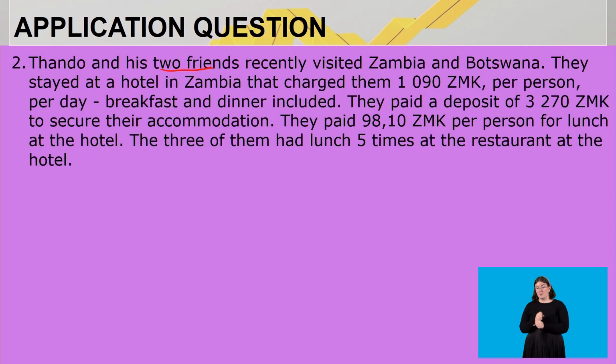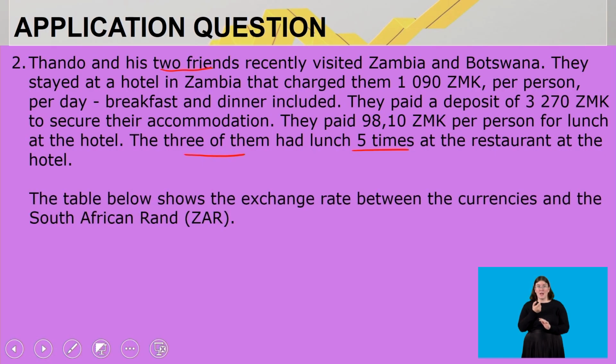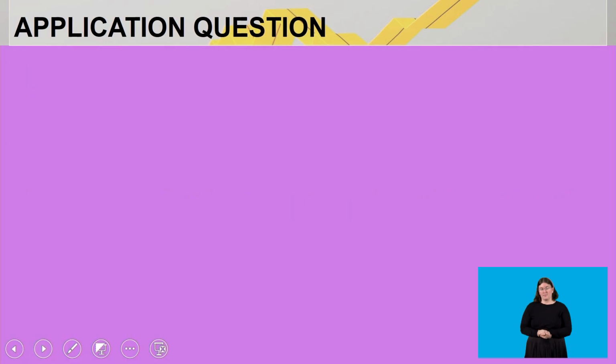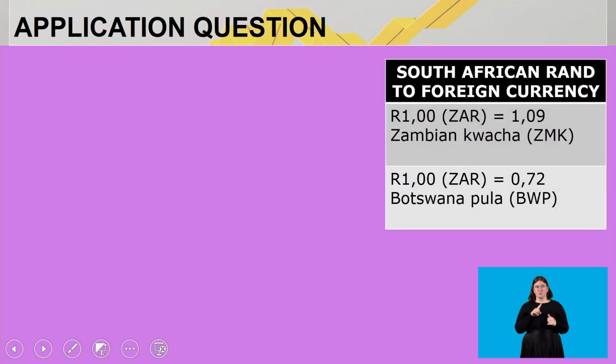They paid 98.10 ZMK per person for lunch at the hotel. The 3 of them had lunch 5 times at the restaurant at the hotel. Okay, so now I'm indicated here that the table below shows the exchange rate between the currencies, right, and the South African rand, the ZAR. So 1 rand equals 109 Zambian kwacha, as indicated here. Then also 1 rand equals to 0.72 Botswana pula, the BWP, as indicated here. All right, now let's look at our first question, which will be question 2.1.